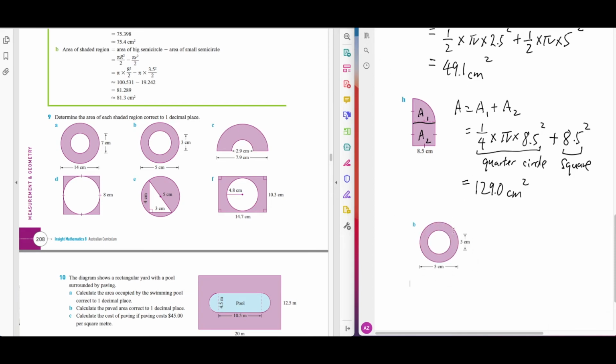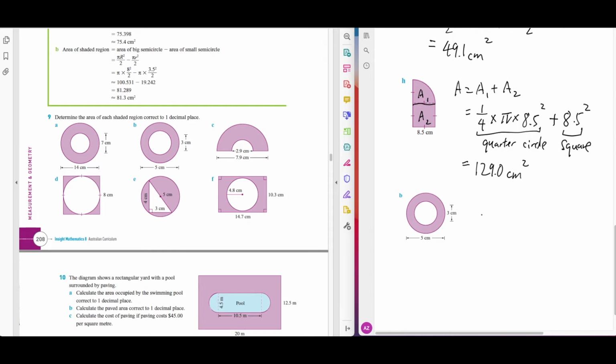Okay, so how do you do this? Remember, to find the area of this donut shape, you just do area is equal to area 1 take away area 2, which is outside circle, which is pi times r squared. Now what's the radius of the outer circle? Well, the outer circle has a diameter of 5, so the radius is going to be 5 over 2, right? Which is 2.5. So pi times 2.5 squared.